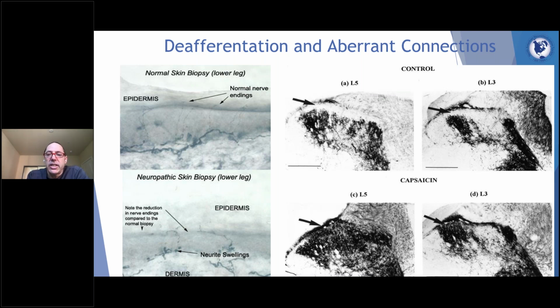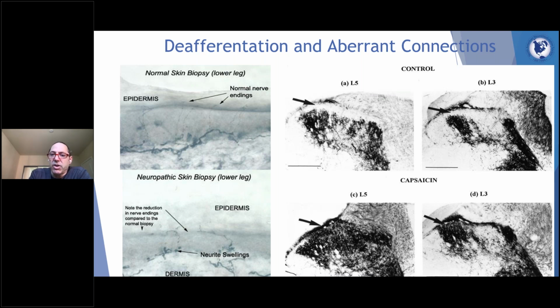And the loss of these small C fibers leaves a void in the superficial dorsal horn, and nature abhors a vacuum. So what you can see is that non-nociceptive afferents will grow from the underlying lamina 3 and take over and make connections with nociceptive neurons, interneurons, and projection neurons in the superficial dorsal horn.